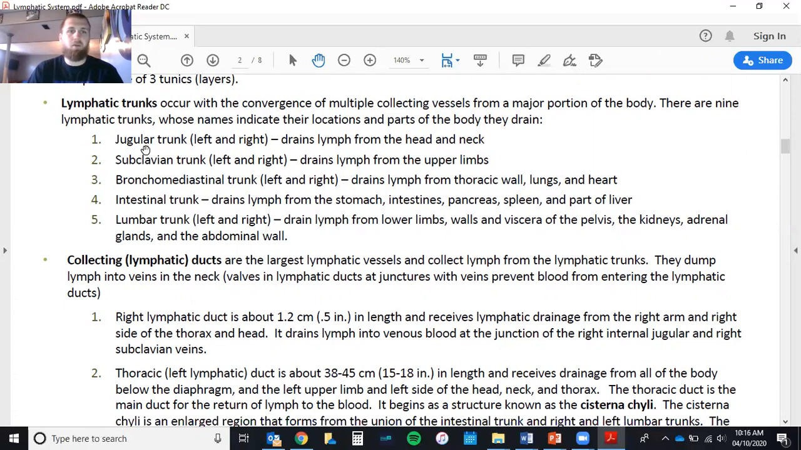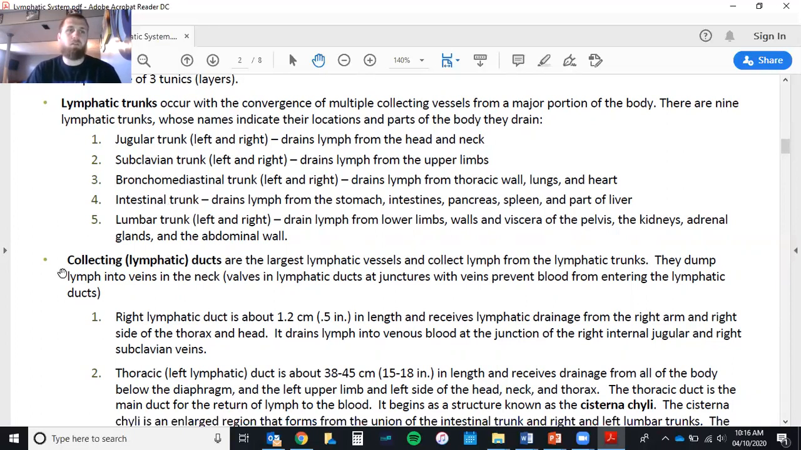There's two jugulars up in our neck, draining lymph from above in our head and from our neck. Subclavians are going to be up, kind of in our upper chest, shoulder area, draining lymph coming from our upper limbs, so our arms. There's a left and right bronchiomediastinal, draining lymph from the thoracic wall, lungs, and heart. There's a singular intestinal trunk, draining lymph from our stomach, intestines, pancreas, spleen, and parts of the liver.